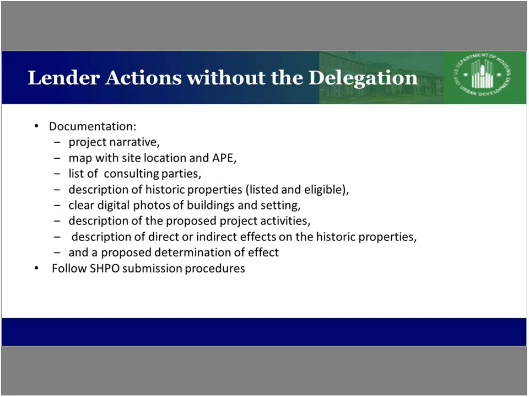This list of required documentation is almost exactly the same for lenders following the delegation and lenders not following the delegation. And it may look very familiar to the Section 800.11 that Nancy just posted. In all cases, lenders need to provide a project narrative, a map with the site location and proposed area of potential effect boundaries, the list of consulting parties, including tribes from TDAT, which is our tribal online system. I will stress clear photos of buildings and settings, and a description of direct or indirect effect on historic properties.